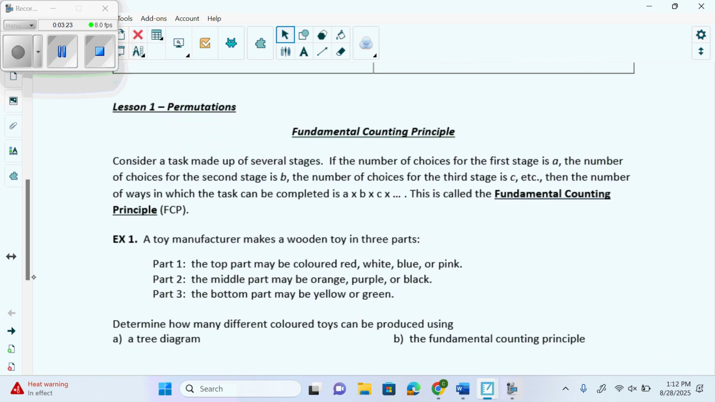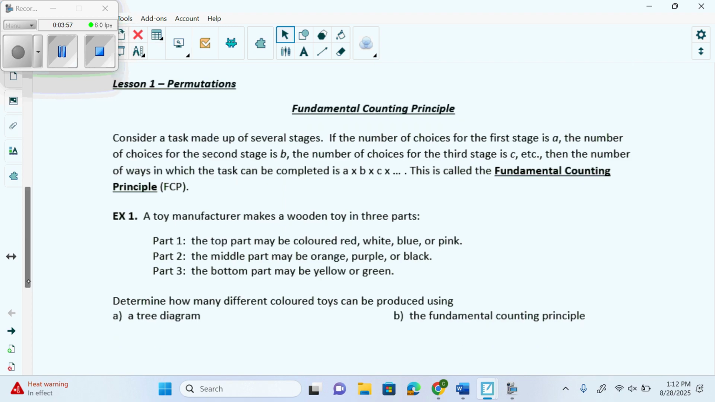We're going to talk about the fundamental counting principle today. This paragraph that I read is going to sound overwhelming. It's not overwhelming, it's just broad, which makes it overwhelming. Then we're going to actually do math to make it make sense. So don't be overwhelmed by its words. Here it says, consider a task made up of several stages. If the number of choices for the first stage is A, the number of choices for the second stage is B, the number of choices for the third stage is C, etc., then the number of ways in which you can complete the task would be A times B times C times however many, and that's the fundamental counting principle.